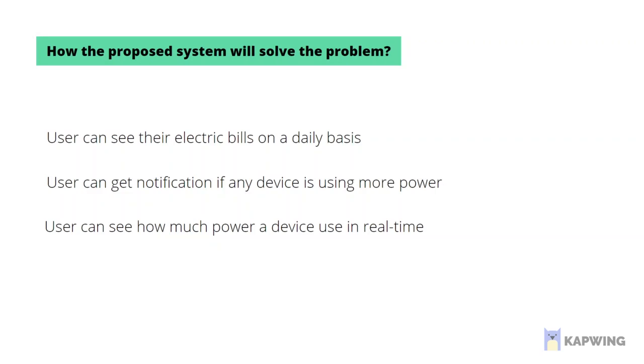It means, let's say I already talked about a damaged device using more power than usual and we don't know about it. My system can tell when a device is using more power by sending an SMS, or it will add a notification on the website. So the user will get a notification that they need to change the device immediately.